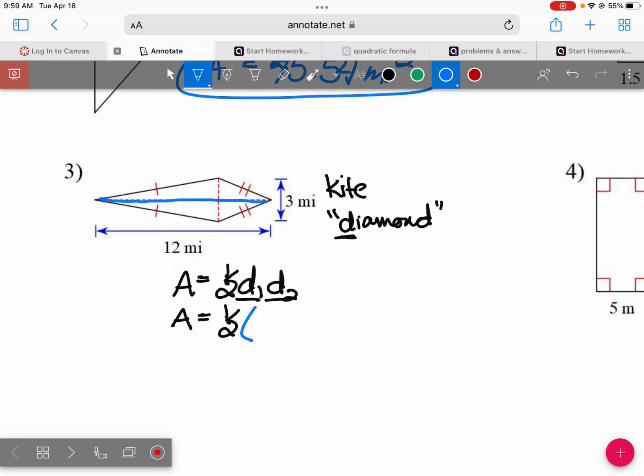Diagonal 1 is 12. Diagonal 2 is 3. Half of 36 is going to be 18 miles squared.